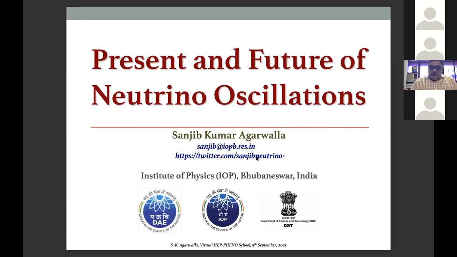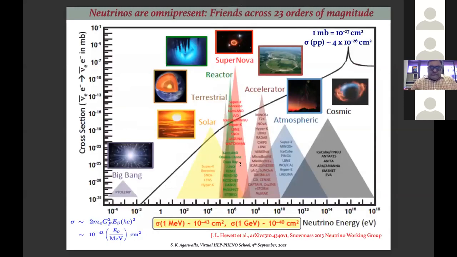Okay. So let me go to my first slide. If you see that my slides are not changing, please stop me so that I can start again. So in this slide, we are discussing so much about neutrino oscillation, but the entire story started when we started detecting these invisible neutrinos. Now in this plot, you can see that we have neutrinos in energy across 23 orders of magnitude. In the x-axis, what is mentioned is the neutrino energy in electron volt unit. And in the y-axis, you can see the cross-section of electron anti-neutrino with electron in millibarn unit.